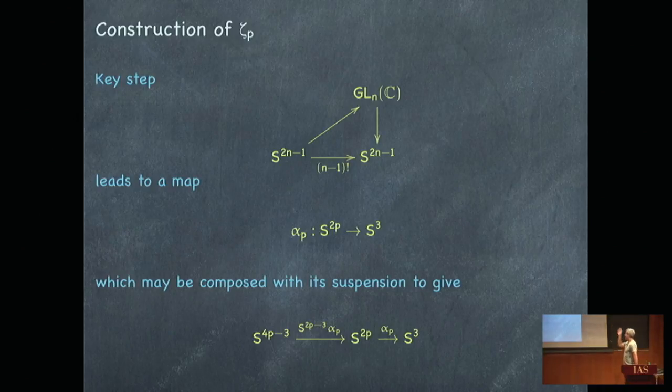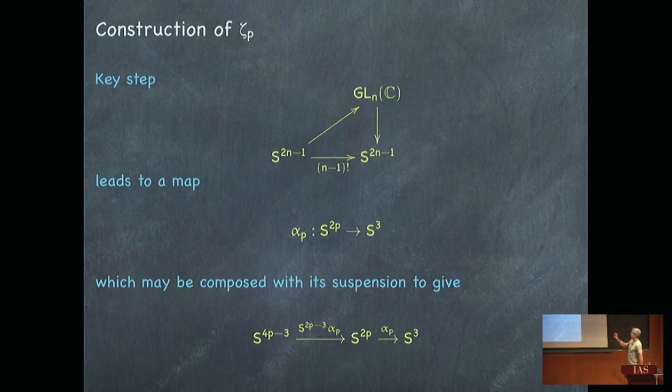And if you translate that into information about clutching functions, you get this. By some standard methods in homotopy theory, which I won't describe for you, that have analogs in algebra, that leads to a map from the 2p-sphere to the 3-sphere, and you can compose it with its suspension and get this other map.